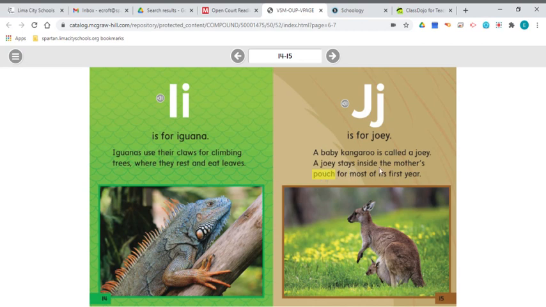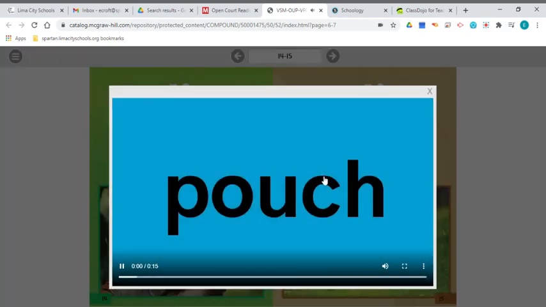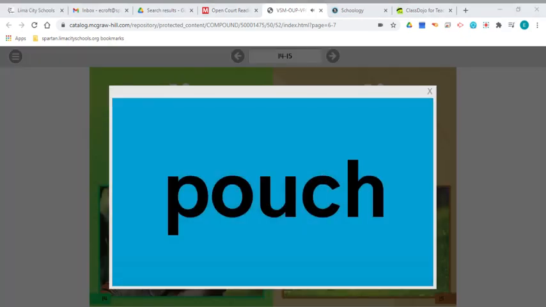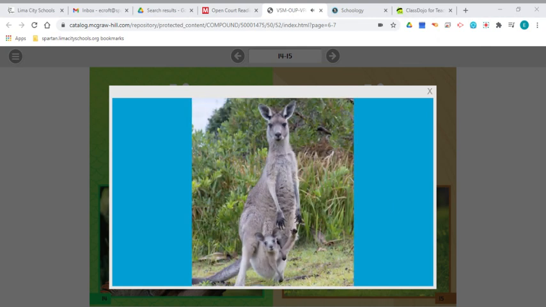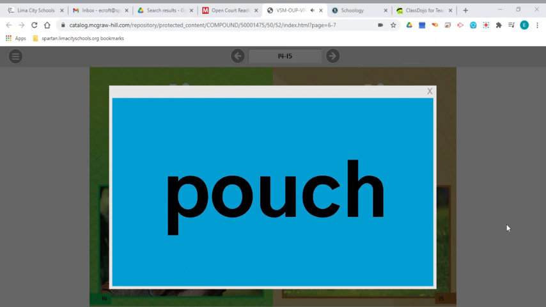A joey stays inside the mother's pouch for most of its first year. Now, what is a joey? It's a baby kangaroo, right? So instead of saying K is for kangaroo, he said J is for joey, which is a baby kangaroo. Pouch. A pocket of skin on some animals. Kangaroos have a pouch. Kangaroo babies have some. Pouch.